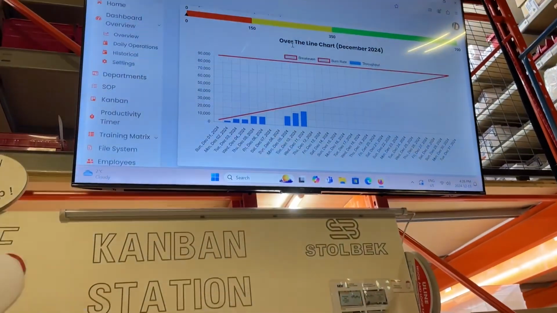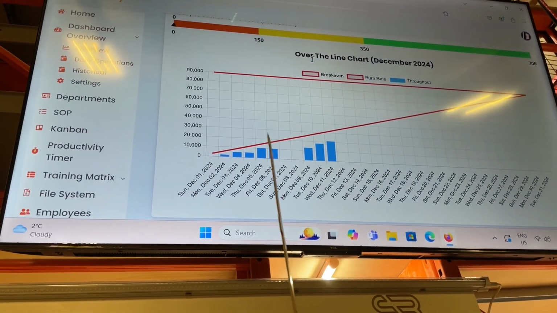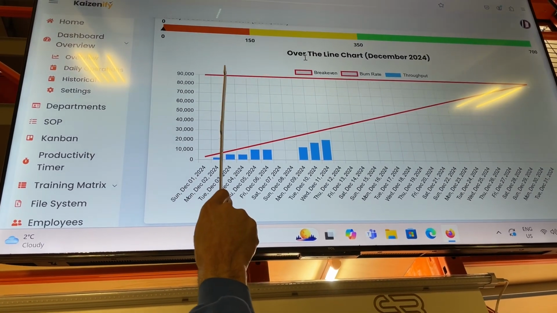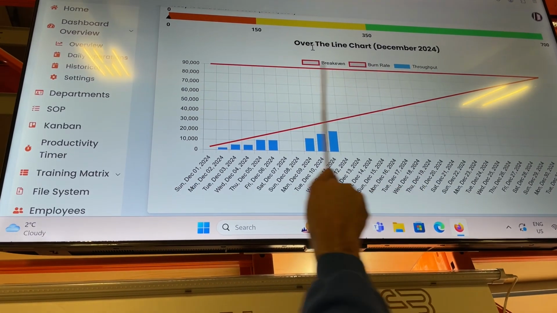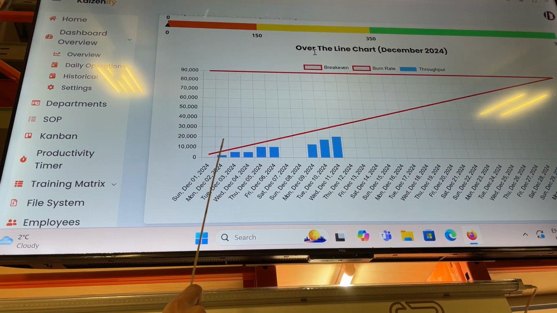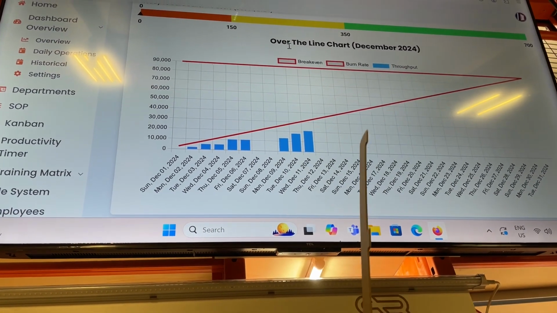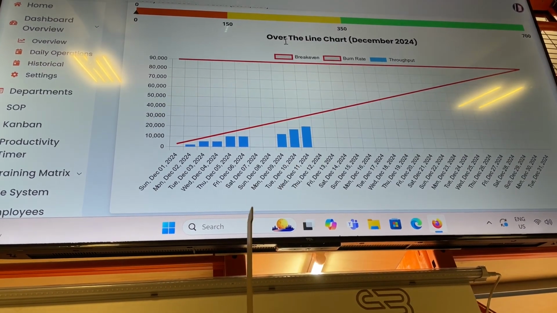So if you look up here on the screen, basically what we do is we take throughput dollars, which is your total expenses minus material, and we post it here as our break-even line for the business for the month. Then we divide that by how many working days. Now this red line shows you the rate at which your company is burning cash. The blue bars are where you post your daily throughput.